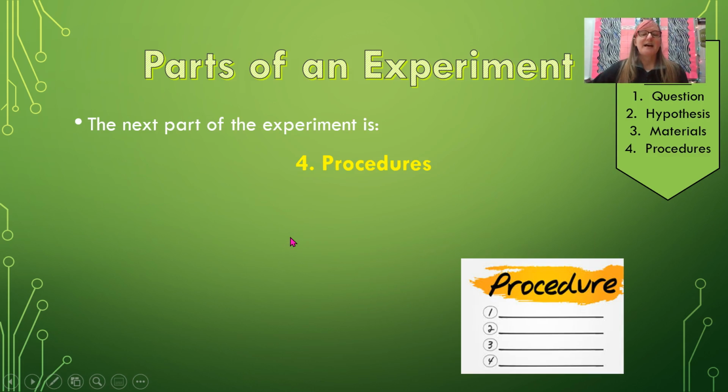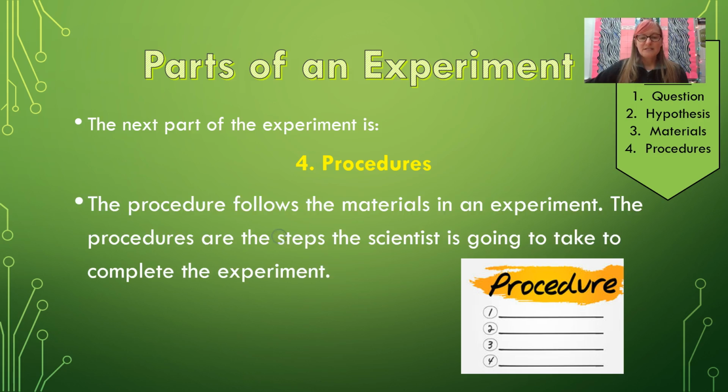After the materials, we have the procedures. The procedures are the steps that we are going to take in order to complete the experiment. The procedures are stated as a list, so we have a little sample here where it says 1, 2, 3, 4. And when we write our procedures, we always start it with a verb.